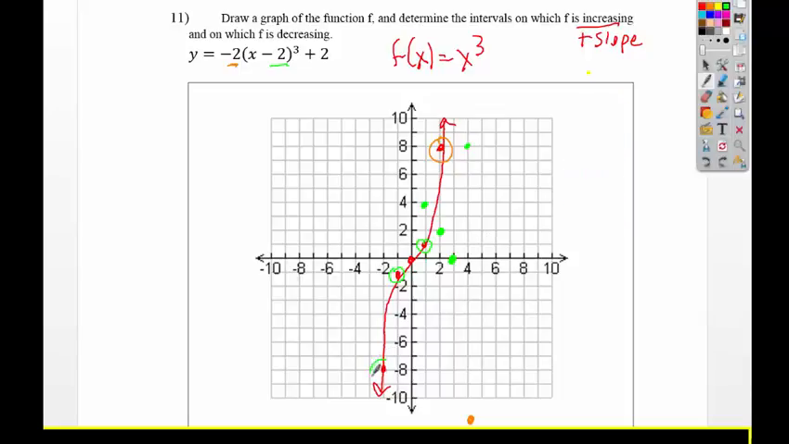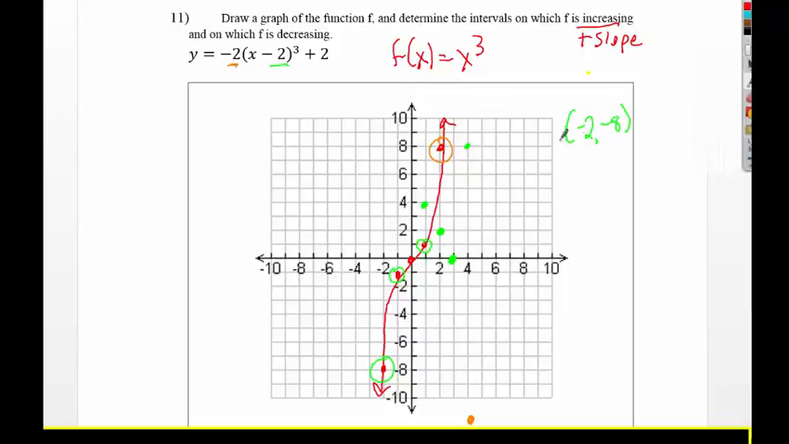And then the last point that was here was at negative 2, negative 8. We're going to move it 2 to the right, so that becomes 0. Multiply this by negative 2, so it becomes positive 16. And move it 2 up, so it becomes 0 and 18. So 18 would be somewhere way up here. So my graph now looks like that, and that's a graph.